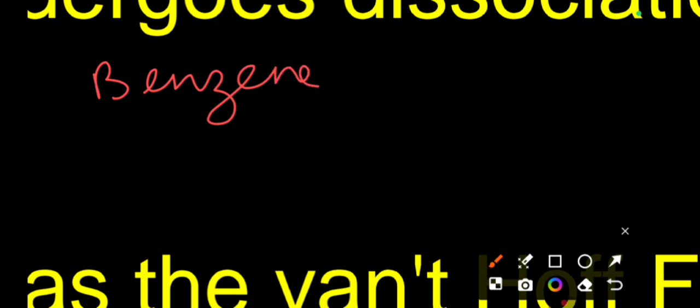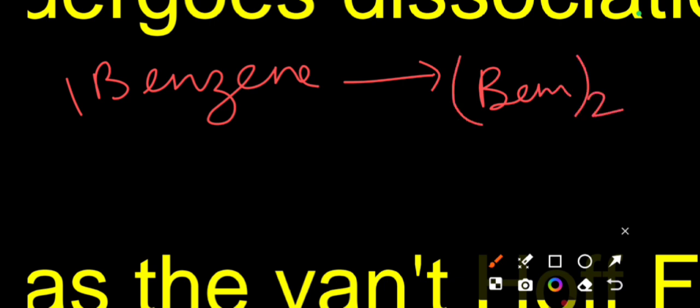Suppose you have taken the example of benzene. Initially we have taken 1 mole, but in solution it has associated and undergone dimerization. Experimentally we have got double the amount of benzene. The molar mass has changed. First it was according to 1 mole, but now it undergoes association and gives more weight. So we can say we have got the abnormal molar mass.